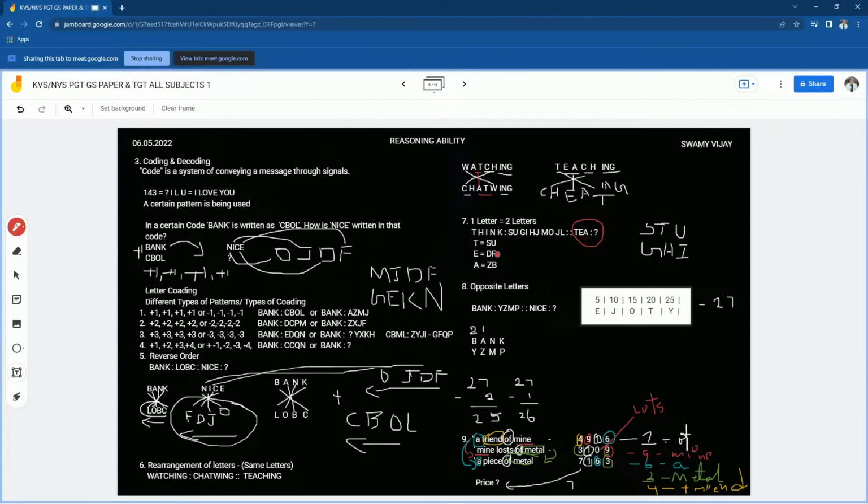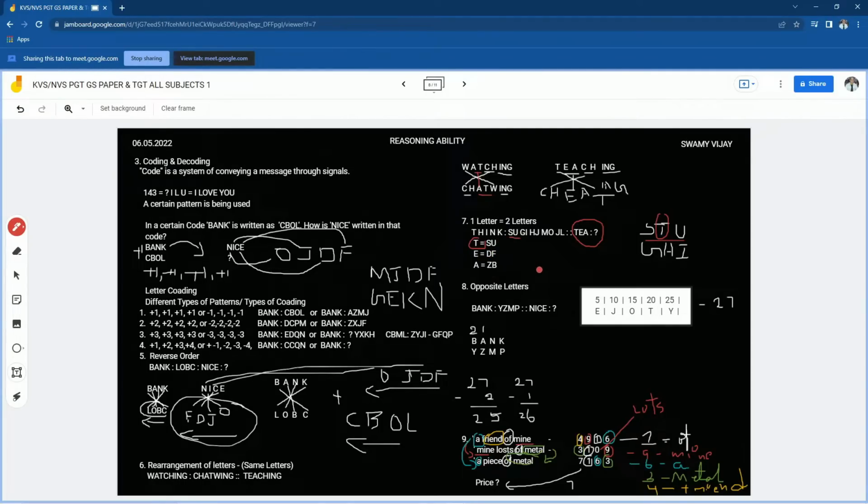Solving, sir. Now the same pattern will be used. So how is T being written? T is being used in the center. So one letter before T and one letter after T. So it is STU, correct? SU. Yes. UDFZB. Then SUDFZB.